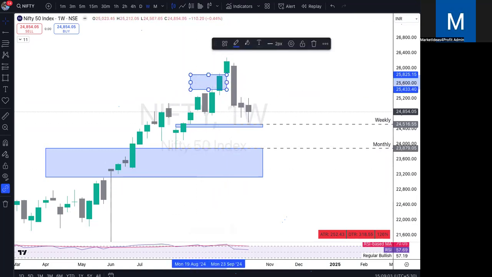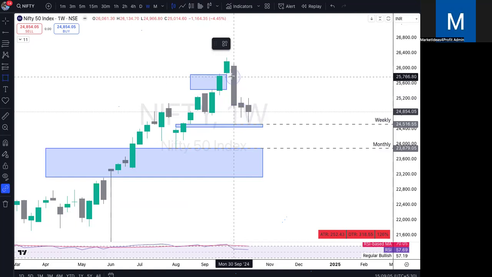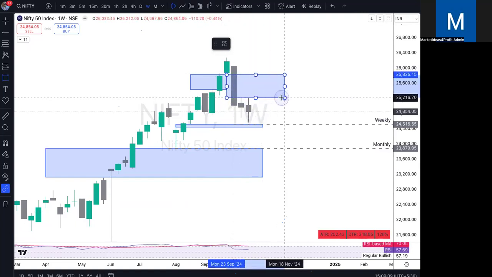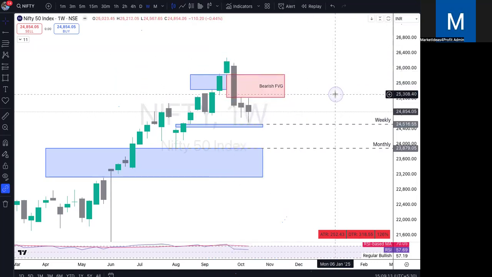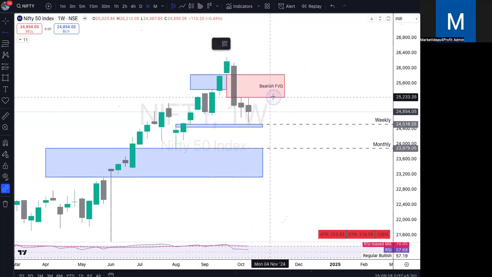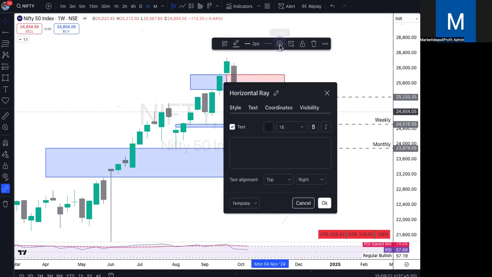To add to this, we also see a fair value gap creation right here, which is a bearish fair value gap. When we mark a bearish fair value gap, we mark it in red. This is a bearish fair value gap, and this is the proximal line on it. We're going to mark this as BRFVG weekly. So you know what's happening.